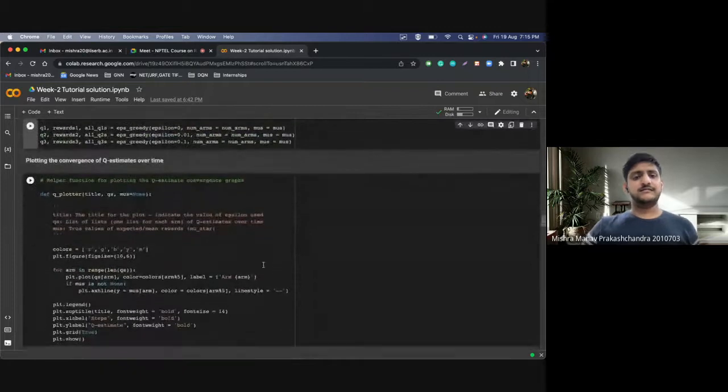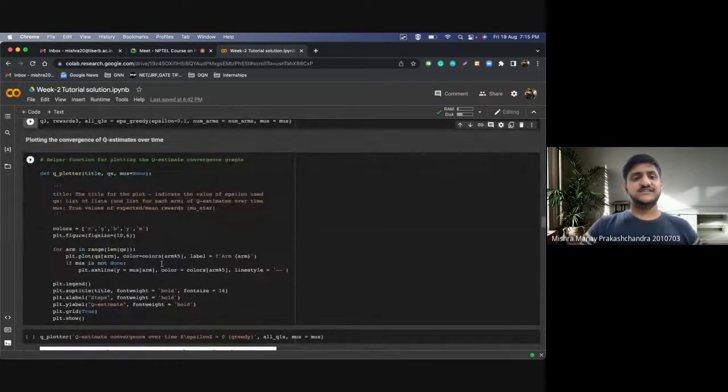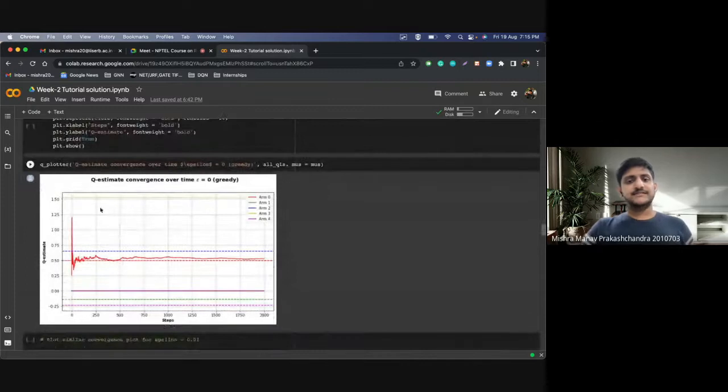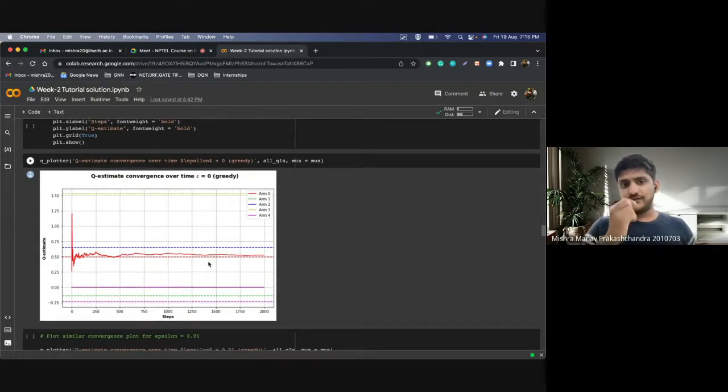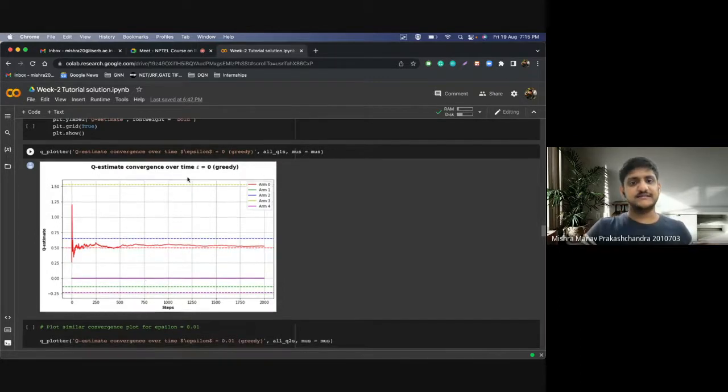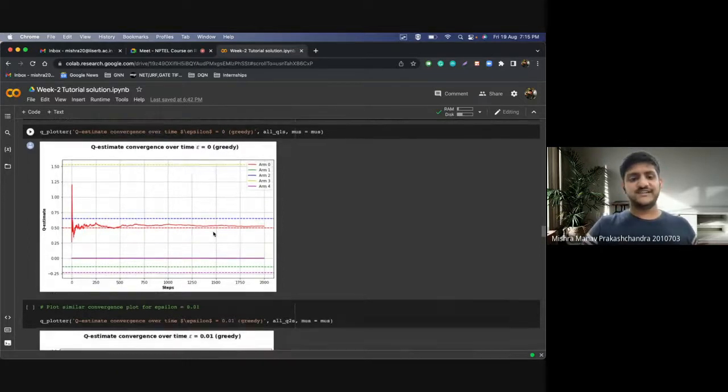And then next I'm plotting the convergence of the Q estimate over time. Okay. So this is a function to plot everything. This dotted line for each arm is the true value of the reward. And the solid lines are the evolution of the Q estimate over time. So this is the plot for epsilon equal to 0. This is for the greedy strategy.